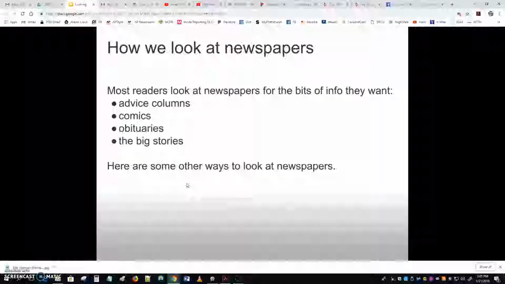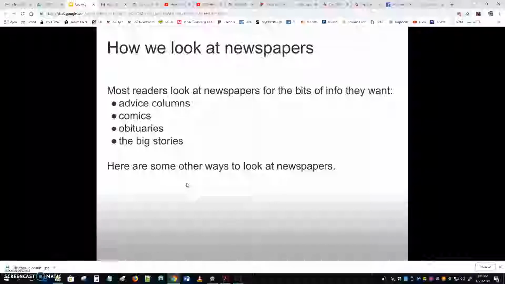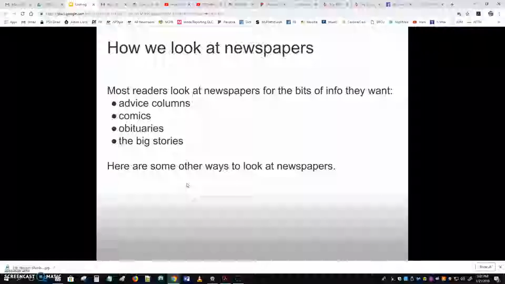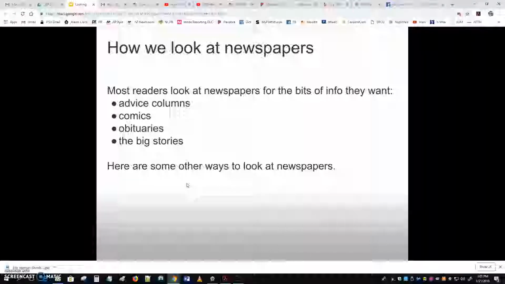Okay, looking at newspapers. How do we look at newspapers? Well, a reader frequently looks at newspapers just for the little bits of information that they want. It might be they just turn to the advice columns, the old Ann Landers kind of column, and read through that. And maybe they just go to the comics. We think about the number of different things that are in a newspaper, and frankly, still how little it costs you, it's amazing. Just the comics, think about it. If you spend 10 minutes with the comics every day, you probably get your money's worth right there.